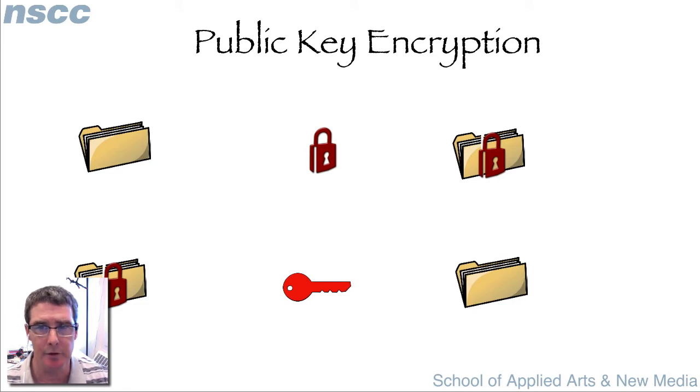The next encryption system that we're going to look at is called public key encryption. And it works this way. There are actually two keys that are used in the system. We'll call this one the public key, even though it looks like a lock, it's actually a key that's used in an algorithm. And this one we'll call the private key.